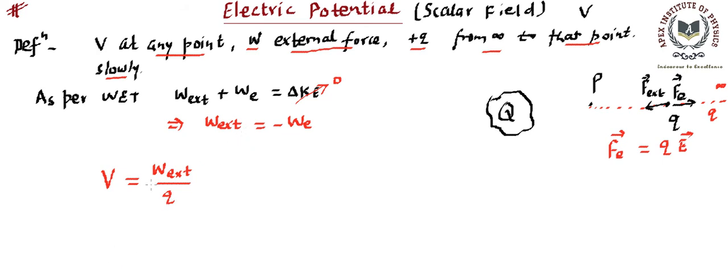Using the above result, we can rewrite this definition as V is equal to the negative of the work done by the electrostatic force per unit charge. Moreover, as per the definition of work done by a force, we write it as the integration of the electrostatic force dot dr. Now we know the limits: we are moving the charge from an infinite location to the location where the point P is, so up to the point P.